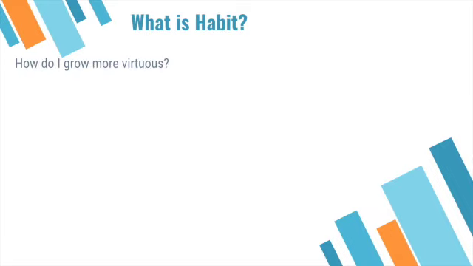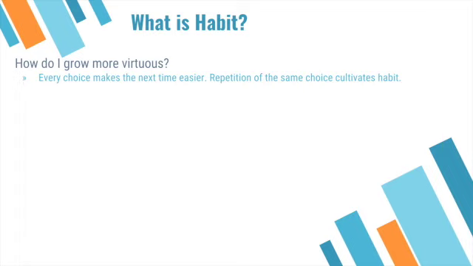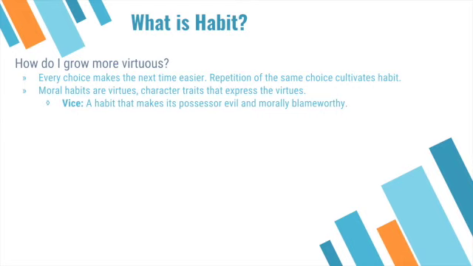Now, how do I grow more virtuous? Well, every choice makes the next time we do the same thing easier. Repetition of the same choice cultivates a habit. Moral habits are virtues, character traits that express the virtues. A vice, which is the opposite of a virtue, is a habit that makes its possessor evil or morally blameworthy. So a virtue makes its possessor good, a vice makes its possessor bad, and both are habits. In summary, practice makes perfect.